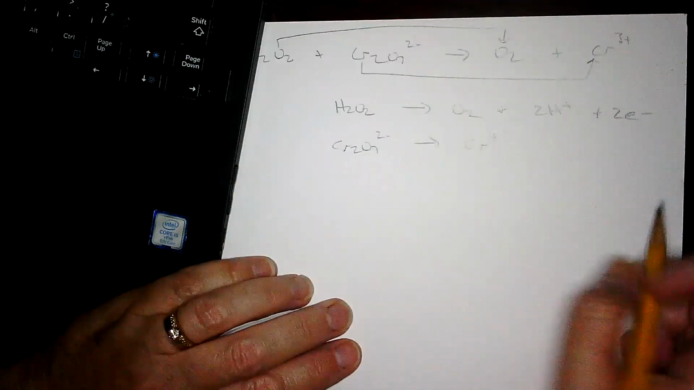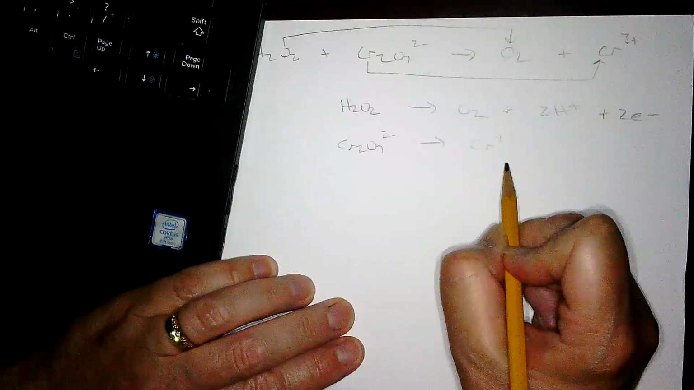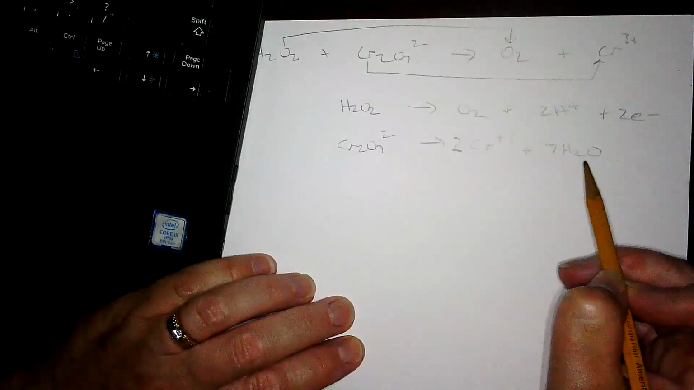Now let's look at the dichromate. Okay, first step, 2 chromiums here, 1 chromium here. We have to balance the chromiums. Now we have 7 oxygens here. We're going to have to add 7 waters here to balance out the oxygens. And we can do that because this is taking place in an aqueous solution. We can add water in.